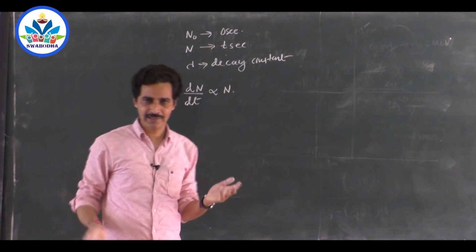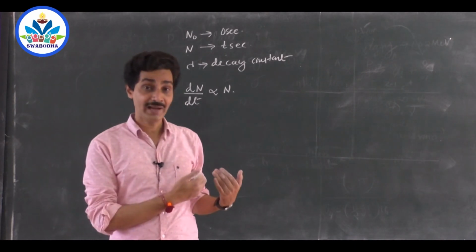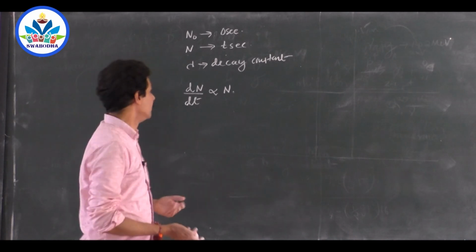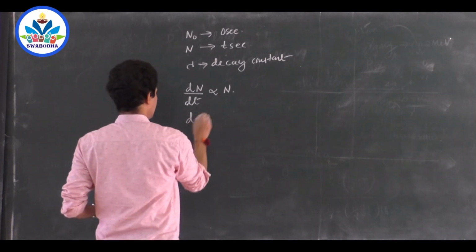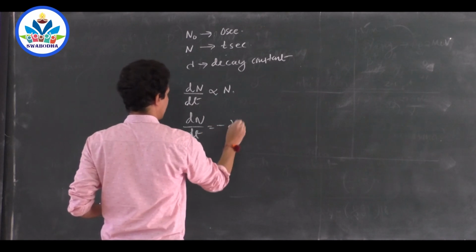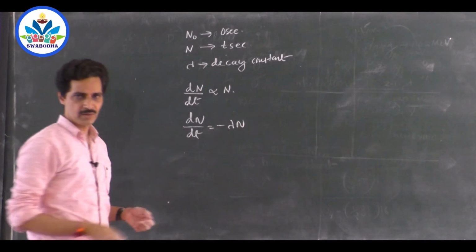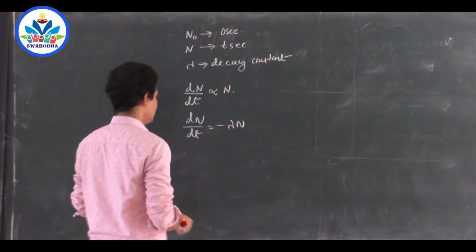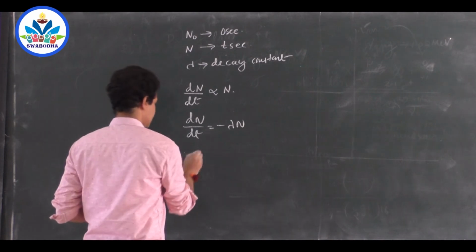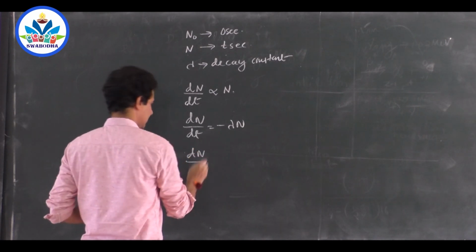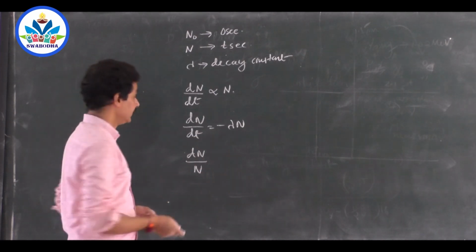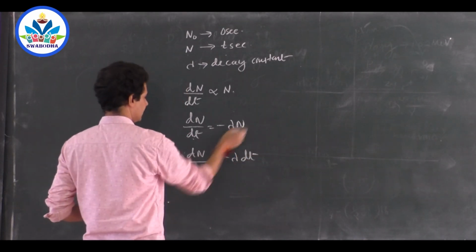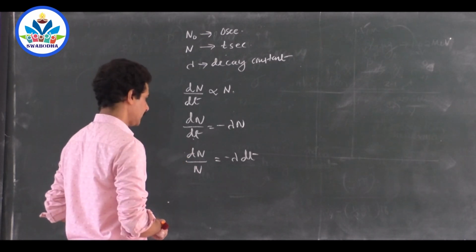How much money you have donated? Directly proportional to how much you had in your pocket in the morning, because you will donate 50%. And dN by dt is equal to minus lambda N. Lambda is a constant called decay constant, and N is the number of atoms in the sample after t seconds. Okay, now we will rearrange it. dN by N. We will take dN by N together because we are going to integrate this. dN by N is equal to minus lambda dt.